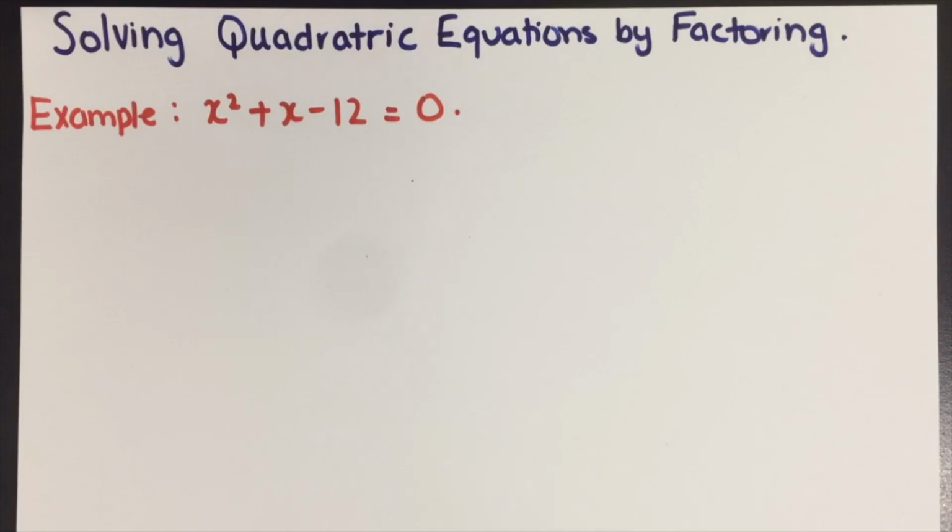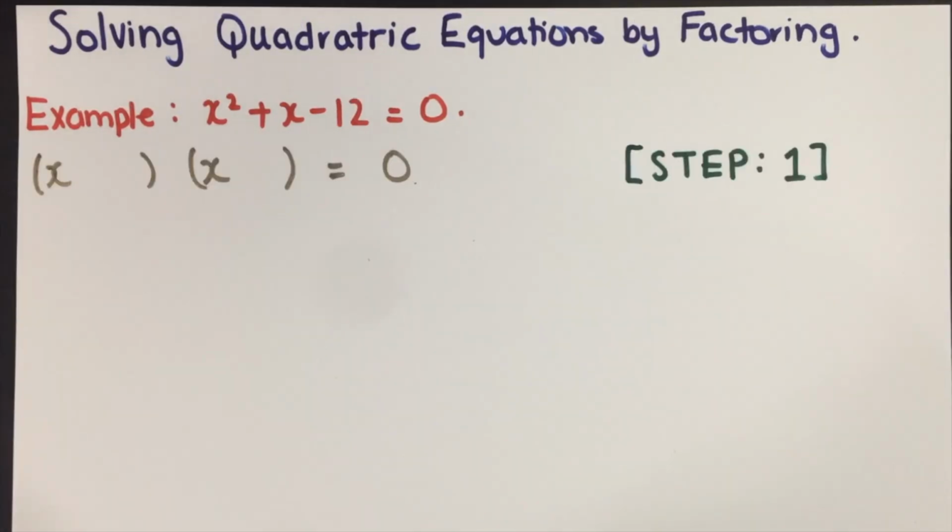Okay, today I'm going to show you how to solve quadratic equations by factoring. So let's consider this quadratic equation. We have x squared plus x minus 12 equals 0. So we need to solve this by factoring.